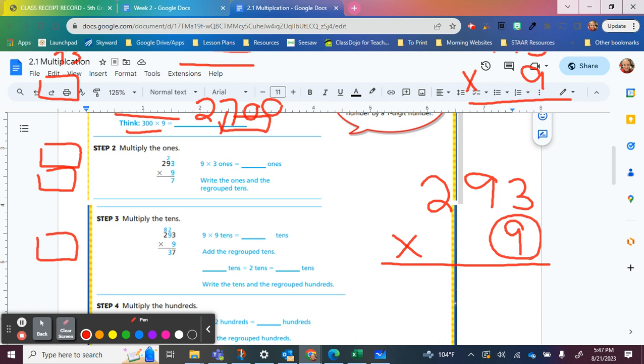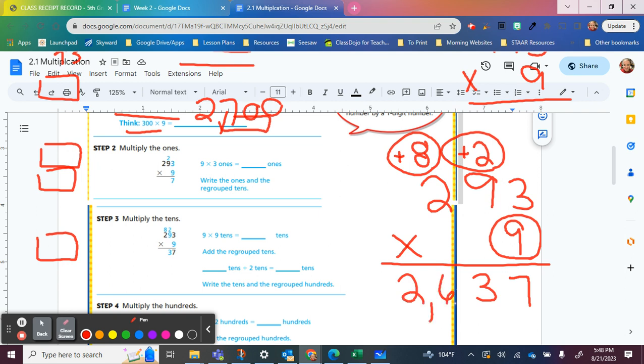So 9 times 3 is 27. We're going to regroup that 2. And if it helps to remember that we're going to add this later, you can put a little plus sign, circle it, don't forget. Then we're going to do 9 times 9, which is 81, plus 2 more is 83. And then we're going to do the 9 times the 2, which is 18, plus 8 more. So 18, 19, 20, 21, 22, 23, 24, 25, 26.